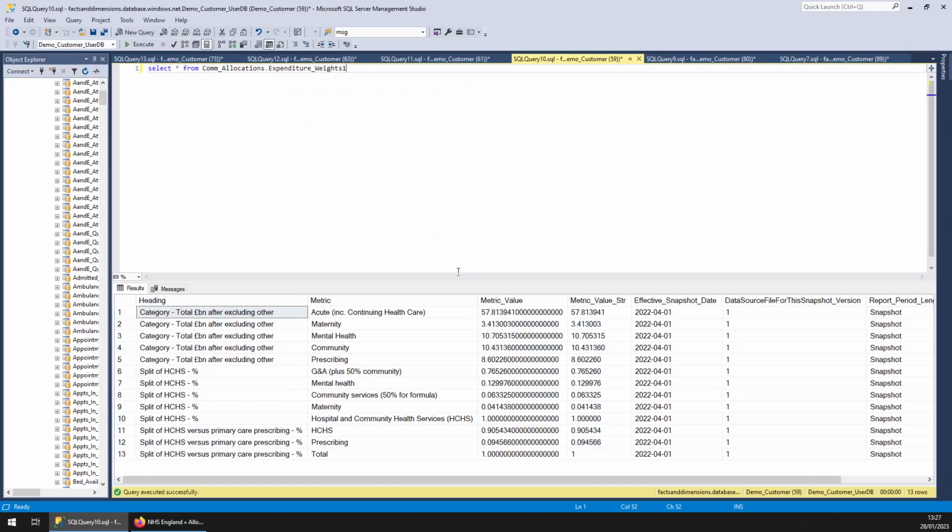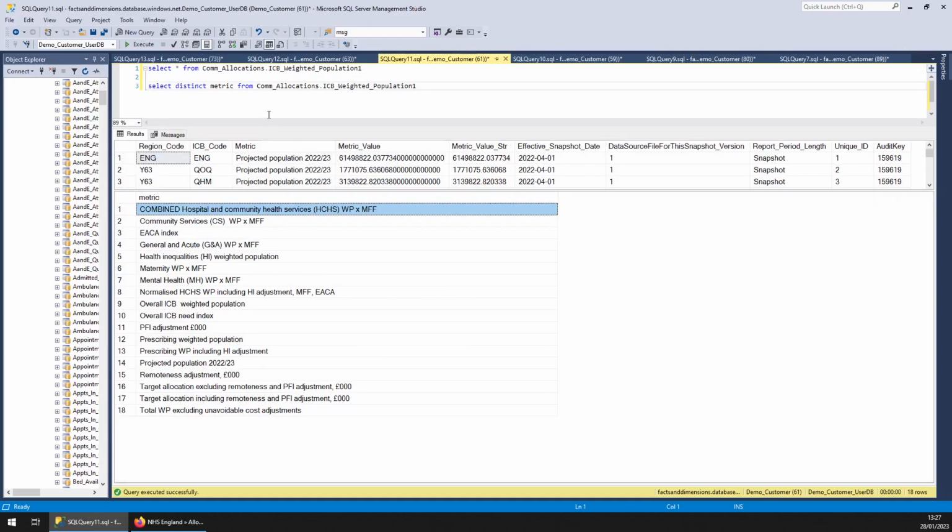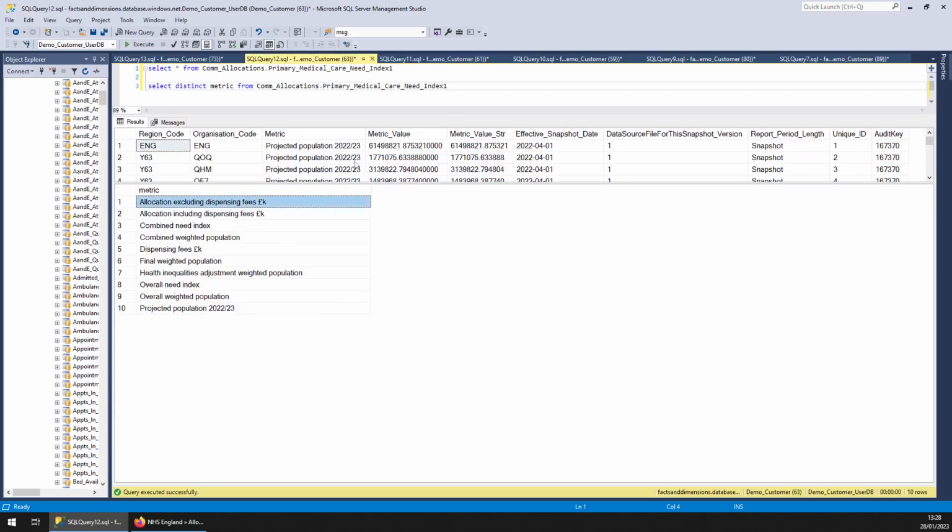Then we've got expenditure weights. That's just a few rows of data, but quite important. ICB weighted population. There you can see the data there, the metric values, and then you've got the different metrics. Primary medical care need index, that's this data here, and there's the metrics.